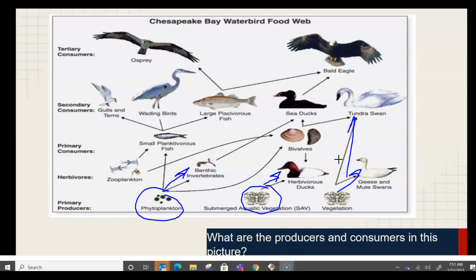And then as different things become eaten, bivalves are like your clams and mussels, you work your way up to the different levels of consumers until you get to the top of the whole thing, what we call tertiary consumers, where you have the osprey and the eagle, which if you've ever seen them in the wild, they are absolutely beautiful.